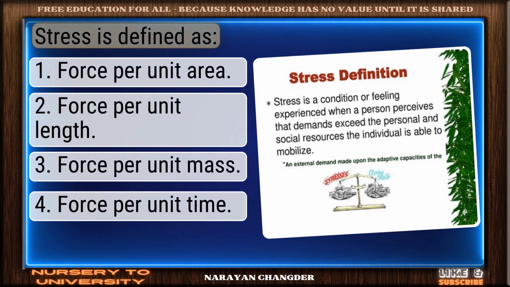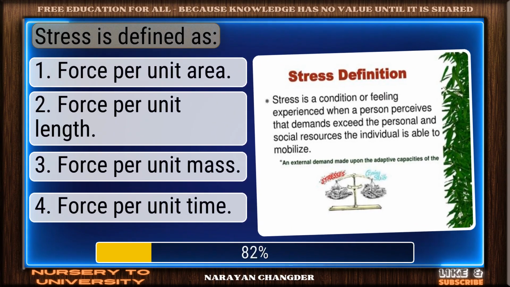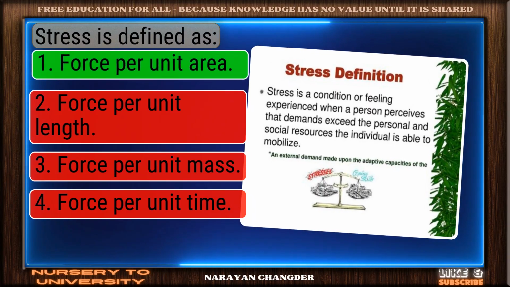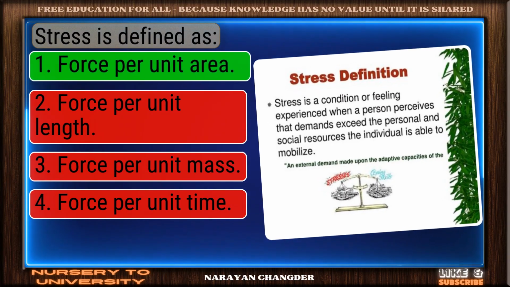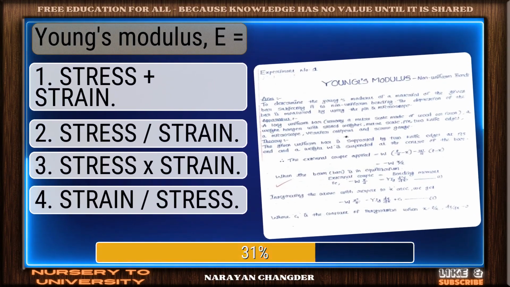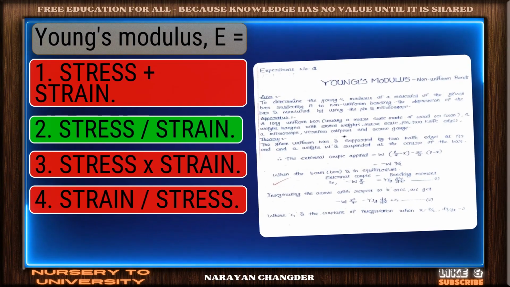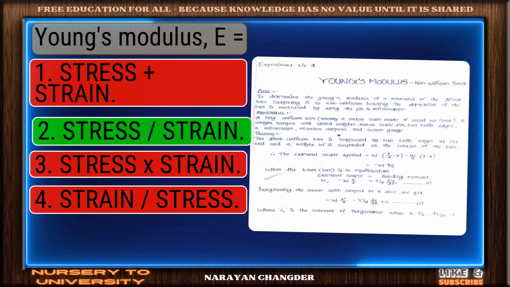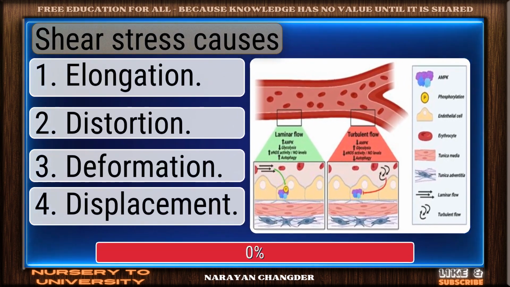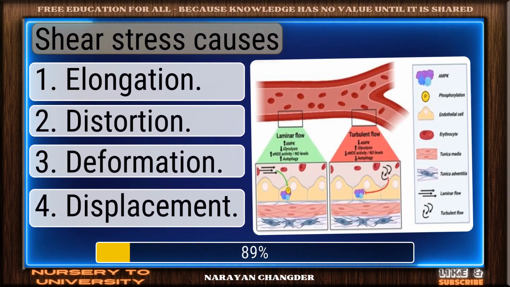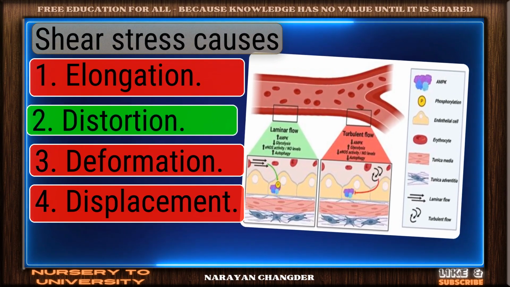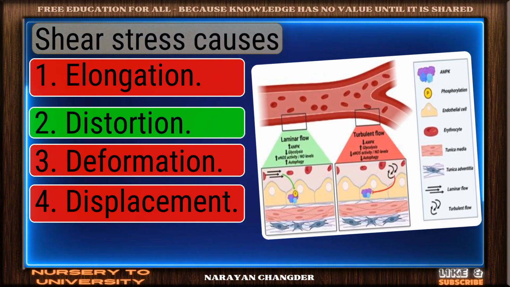Stress is defined as. Exactly. Force per unit area makes sense, and it is right choice. Young's modulus, E equal to. You're right. Stress by strain is the correct answer. Shear stress causes. Clear logic. Your choice distortion is sound and 100% true.